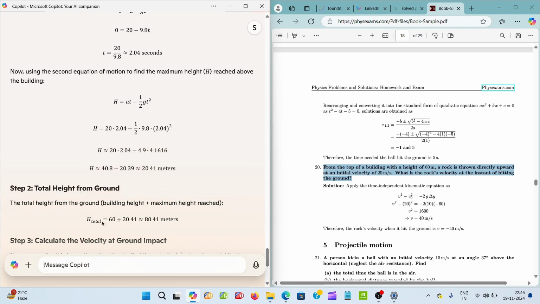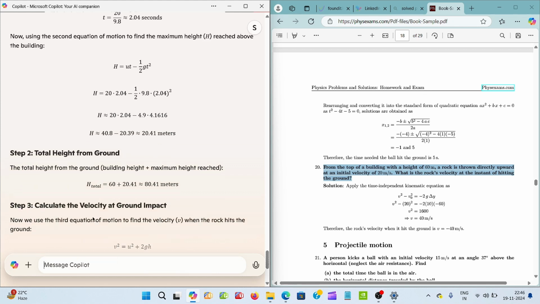Now the total height from the ground will be h total is 60 plus 20.41, because 60 meters is the height of the building, and from the top of the building the person has thrown the rock in the air. So 60 plus 20.41 is 80.41 meters. That is the total height.